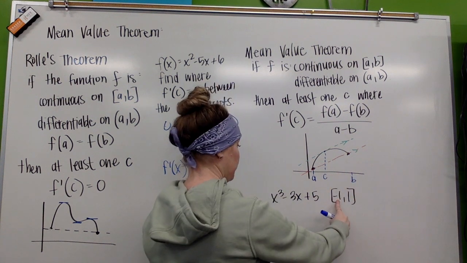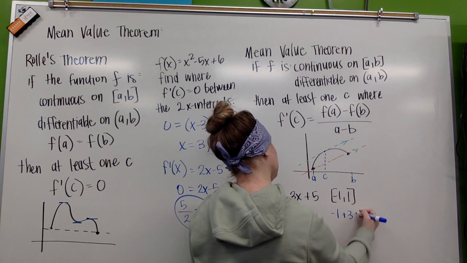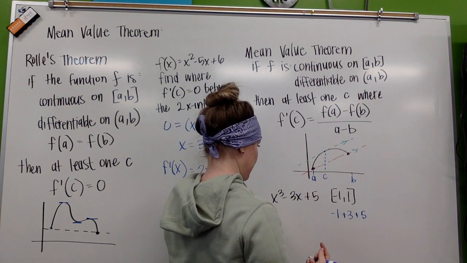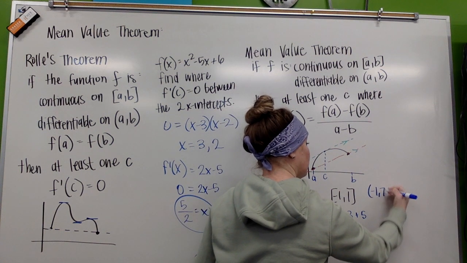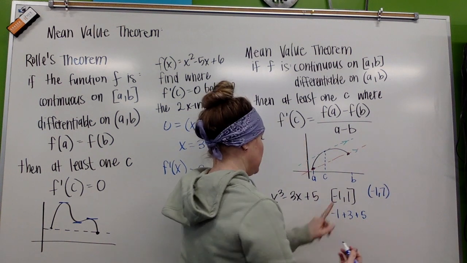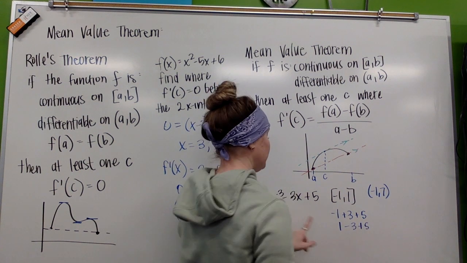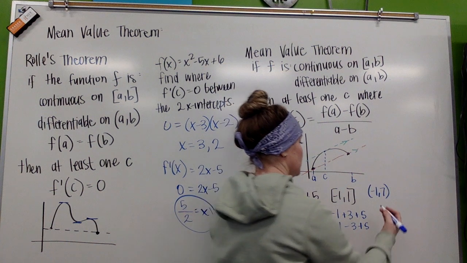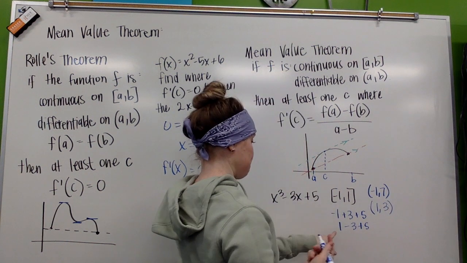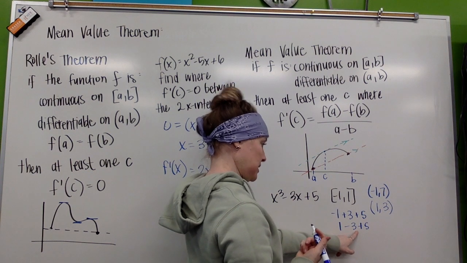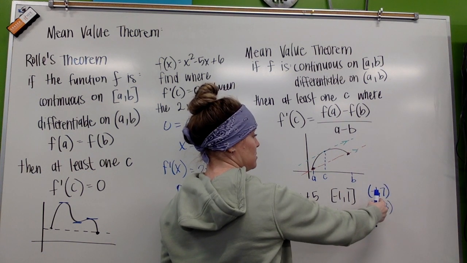So to do that, I'm going to plug in -1. So that's going to give me -1 plus 3 plus 5. So that's going to give me 7. So I'm going to have the point -1, 7. Then I'm going to plug in 1. So that's 1 minus 3 plus 5. It's -2, so that's 3. Right? 1 minus 3, -2. Yep, cool. So now I'm going to find the slope between these 2 points.